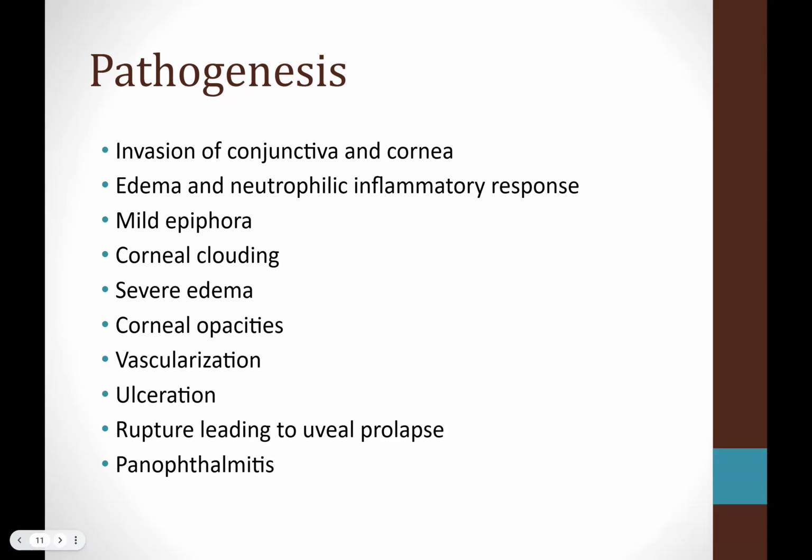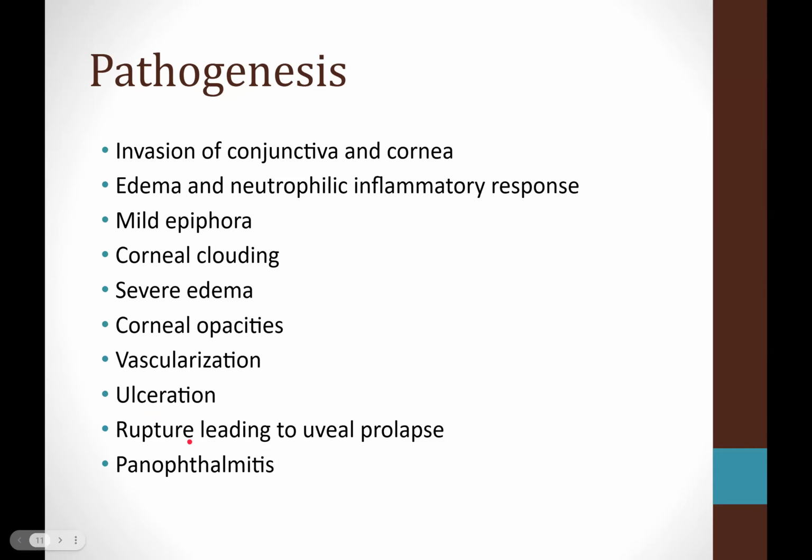So what happens is that the bacteria will invade the conjunctiva and the cornea and will cause edema and a neutrophilic inflammatory response. The animal will develop mild epiphora or tear formation. Then eventually it will spread on the corneal epithelium, causing clouding of the cornea, severe edema, opacity of the cornea. Eventually, because of the inflammation as well, there will be vascularization, ulceration because of the enzymes breaking down the tissue.